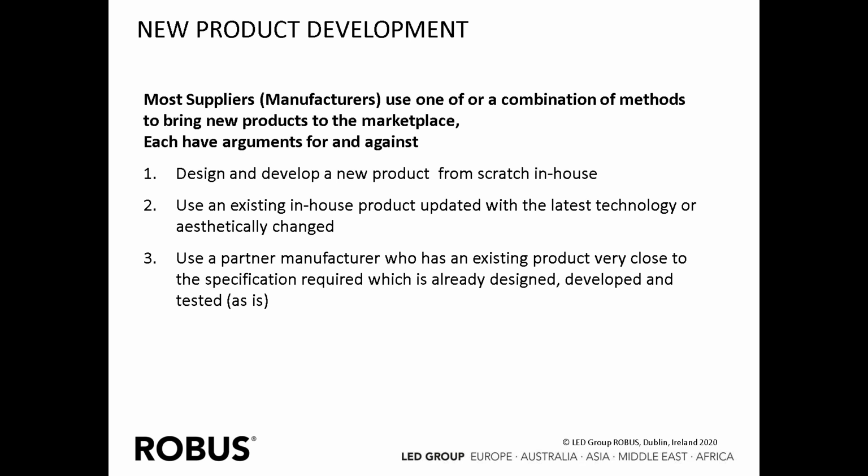One of the most used methods of developing new products is to use partner manufacturers who have existing products very close to the specification that you require, or that we require, which is already designed, developed and tested, i.e. you buy it and you sell it as it is. The good thing about that is that it obviously reduces the time to market and the physical initial testing that has to be carried out.